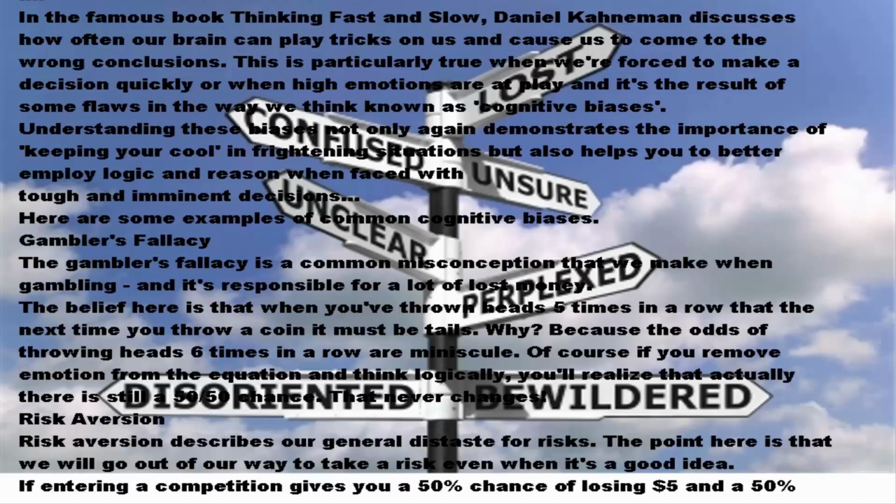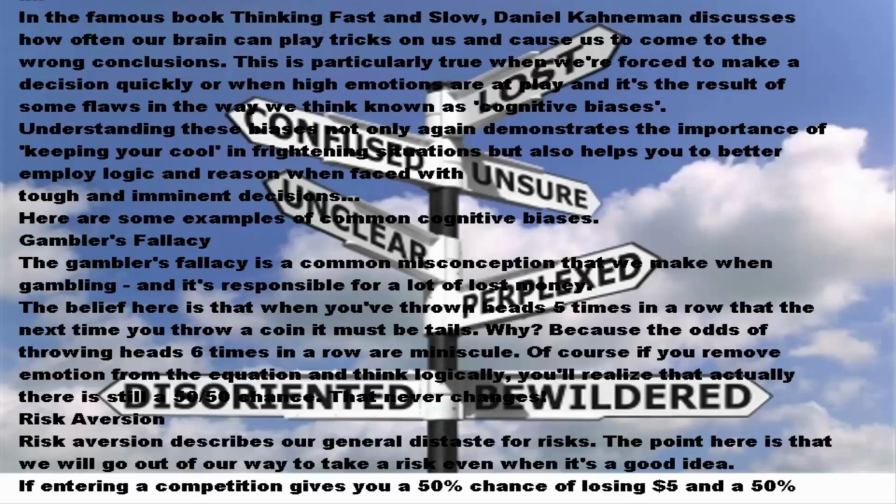Gambler's fallacy. The gambler's fallacy is a common misconception that we make when gambling, and it's responsible for a lot of lost money. The belief here is that when you've thrown heads 5 times in a row, the next time you throw a coin it must be tails. Why? Because the odds of throwing heads 6 times in a row are minuscule. Of course, if you remove emotion from the equation and think logically, you'll realize that actually there is still a 50/50 chance. That never changes.